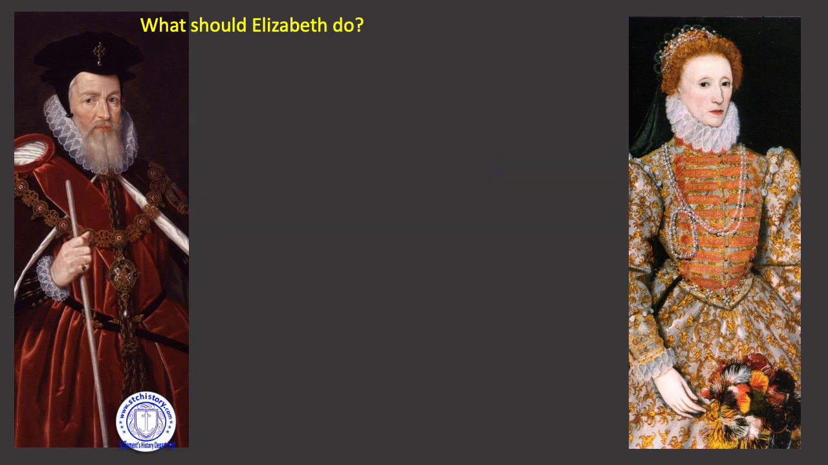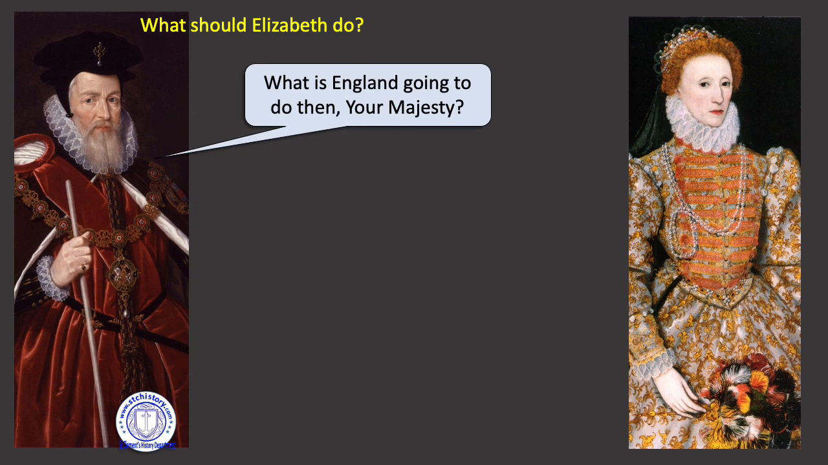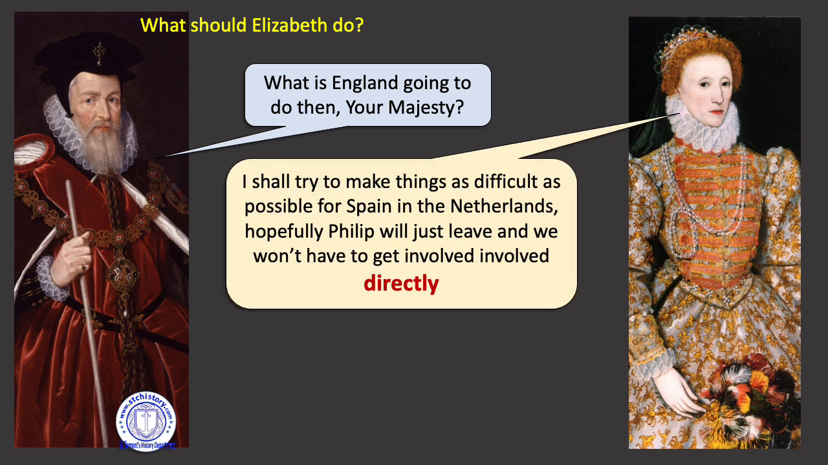All right, so the conversation is going to carry on. Cecil says, what is England going to do then? So he's really going at her in this Privy Council meeting. Remember, we meet 3 times a week. This is exactly the kind of thing that we'd meet for. Elizabeth responds by saying, I shall try to make things as difficult as possible for Spain in the Netherlands. And this is the key bit.